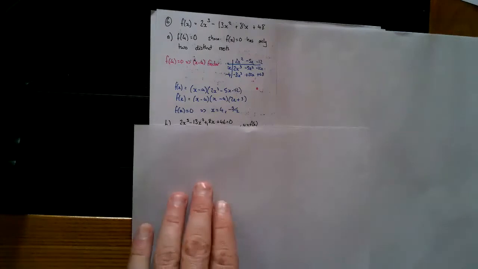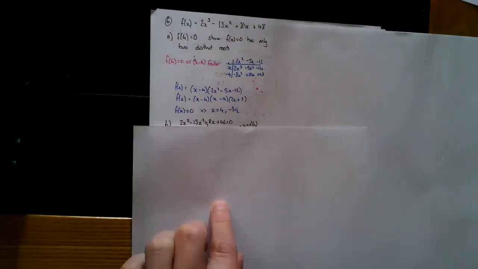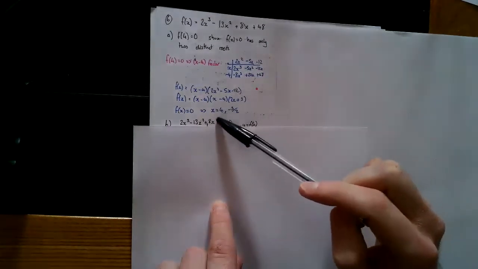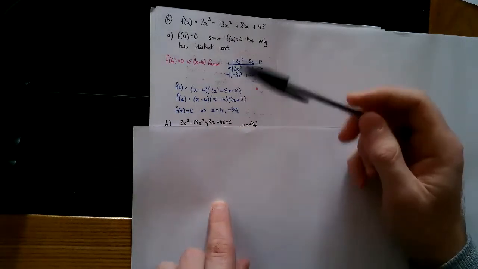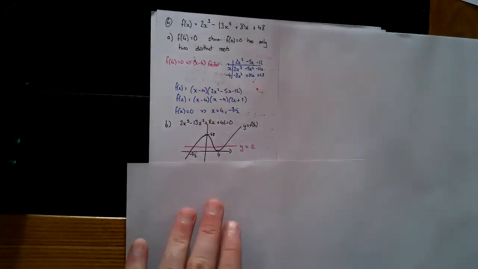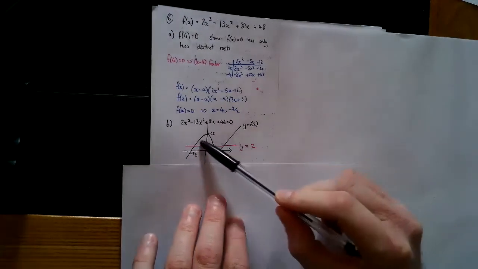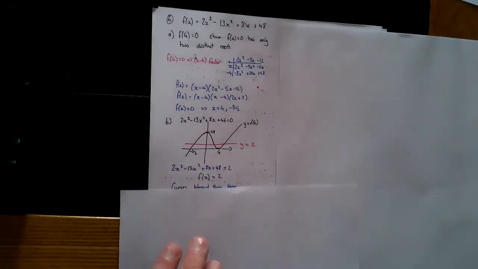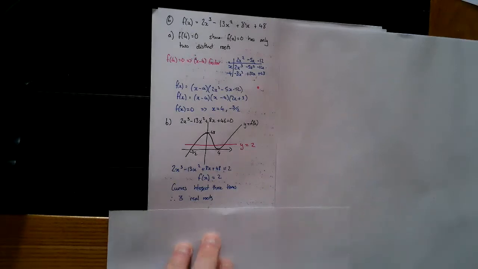Part B, we're told to use the sketch to deduce how many solutions there are to that equation. Well, the first thing to notice is that originally there's 48, here's 46. So to get from my original one, I need to move it down by 2. So if I move it down by 2, this pink line here is going to be my new x-axis. So you can see it crosses that line at 3 different places. So there's 3 real roots, because there's 3 intersections.